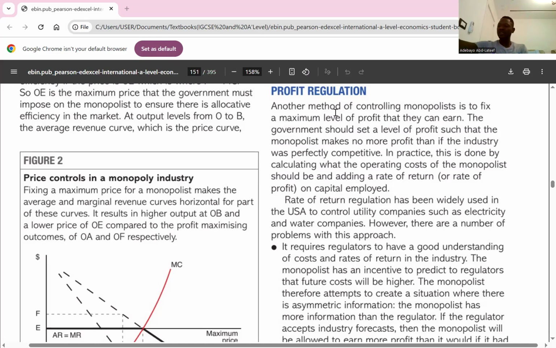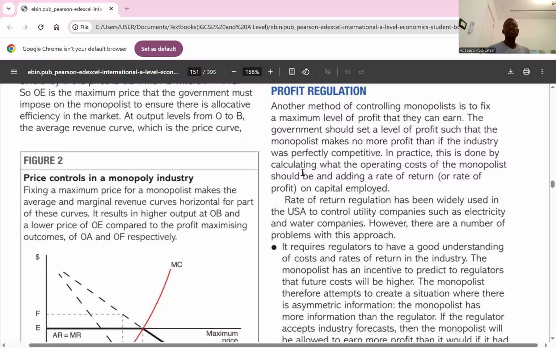Then that takes us to the problems with profit regulation. Profit regulation simply means limiting the level of profit firms or monopolies can make by ensuring there's a fair return on their capital. That is what profit regulation is. So what are the problems with profit regulation?